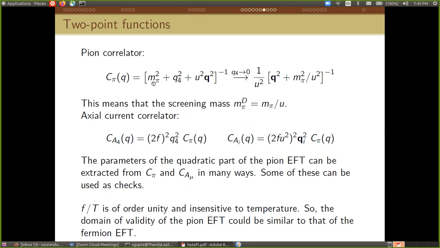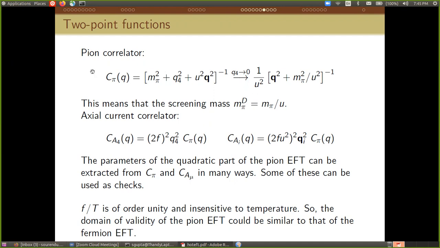So this is the form of the pion correlator that you'll get from that dimension four Lagrangian that I wrote down. And if you take the limit of Q4 going to zero, then you'll get a pion correlation function, which is like this. And if you have studied any finite temperature field theory, you'll realize that this is a screening correlation function, and it has a screening mass, which is m_pi by u.